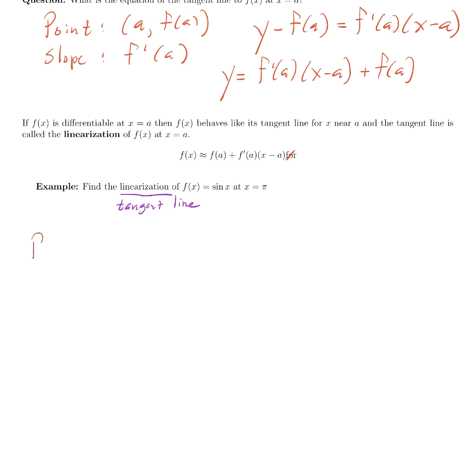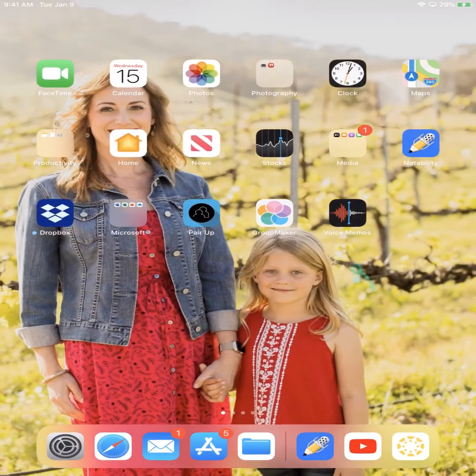So we need a point. Our point is (pi, sine of pi). If we look at the unit circle, at pi we're at the point (-1, 0), so sine of pi is 0. And then the slope of our tangent line is going to come from the derivative. So f prime of x, the derivative of sine, is cosine of x.